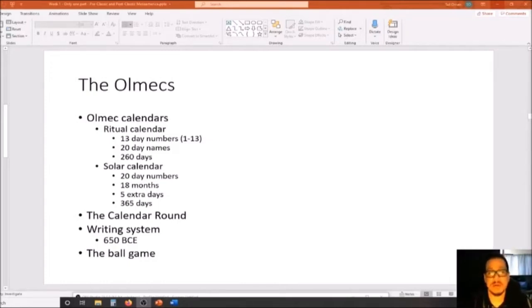The solar calendar has a number of different uses, but one of the main uses is it tells you when to plant crops. Remember, a lot of these Mesoamerican societies are agricultural societies, okay? And so you got to know when to plant, and it's very helpful to have a calendar because that tells you what time of year is the best for planting your crop and when to harvest them, etc. Okay? So you got your solar calendar, you got your ritual calendar.